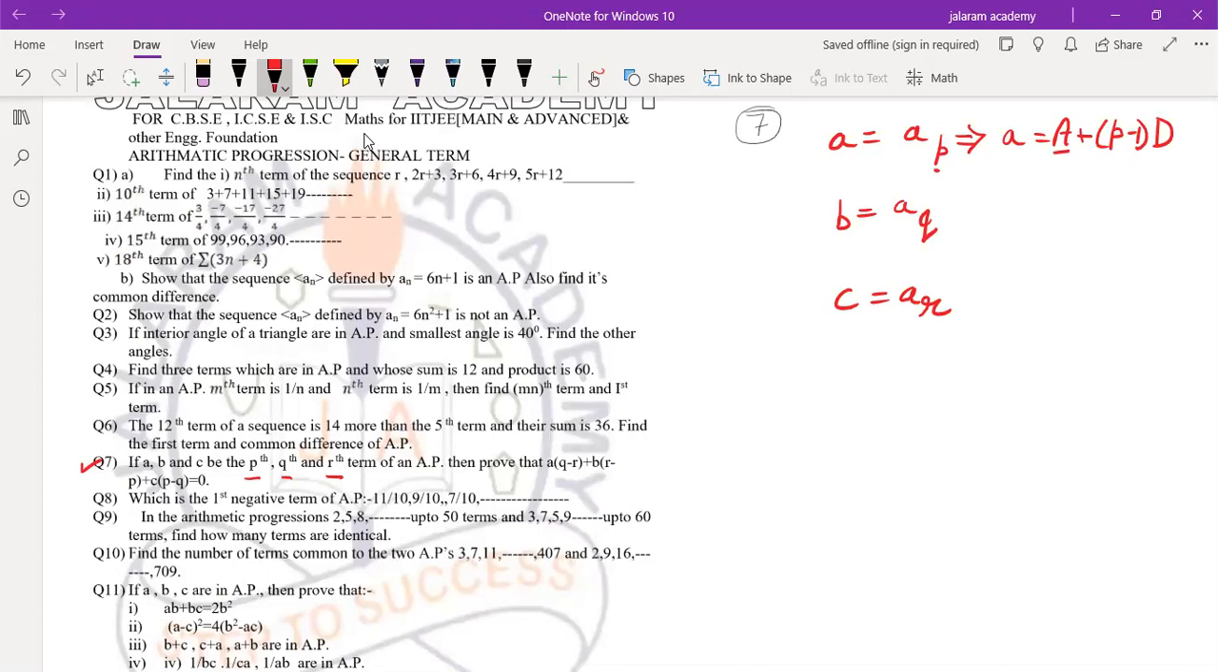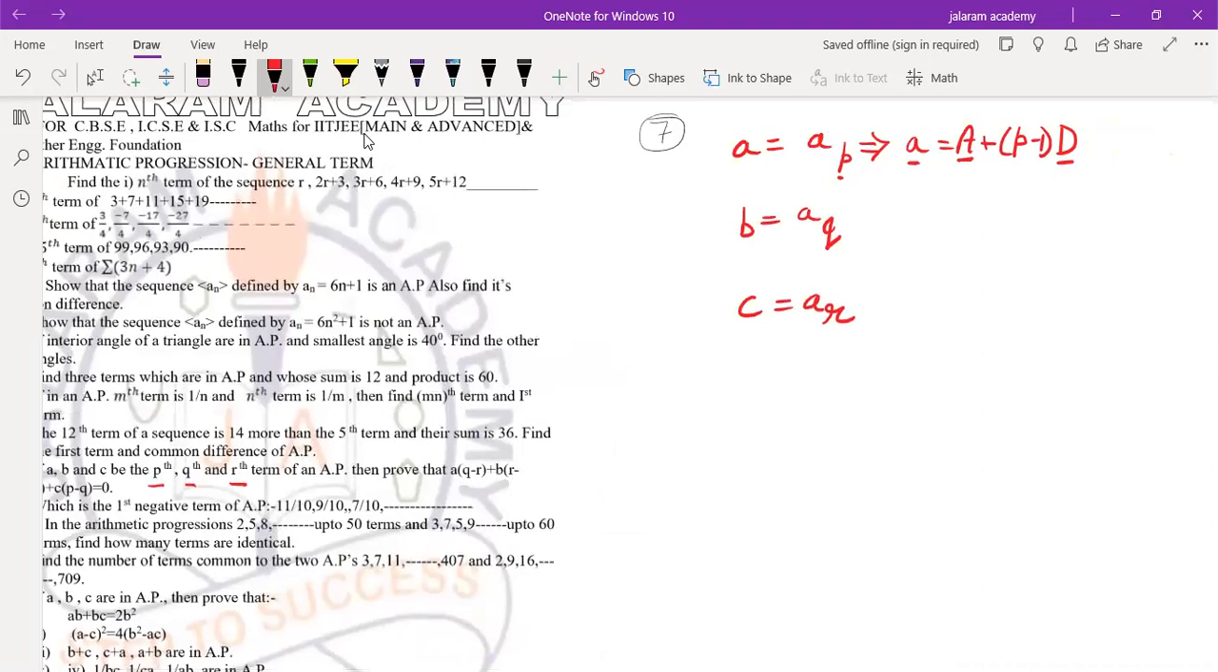So this time we will use capital A to represent the first term, as small a is already given in the question as the Pth term. So we cannot take it as the first term. So we are taking capital A as the first term, and to match with it, though we can take a small d also as the common difference, but this time we are taking capital D as the common difference.